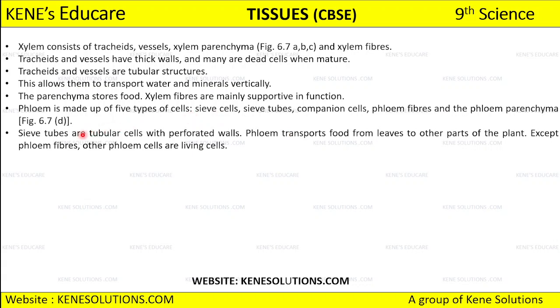So the sieve tubes that we have, they are tubular cells. What are these? Tubular cells which are going to have a perforated wall. Okay, so phloem is going to transport the food from leaves to other parts of the plant, and except for the phloem fiber, all the other phloem cells are living cells. So all phloem cells are going to be living cells only, except the phloem fibers.